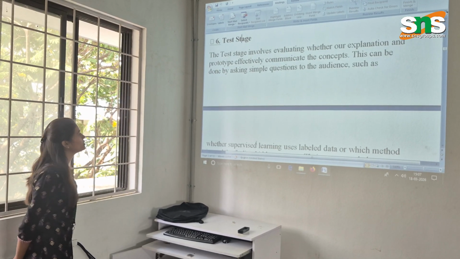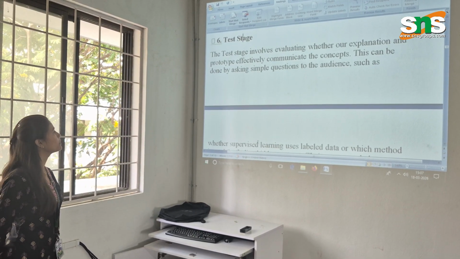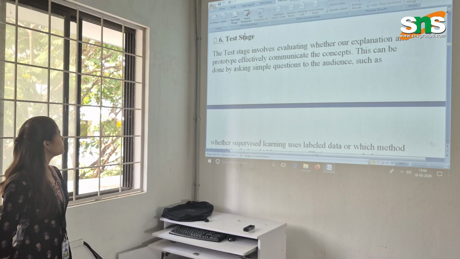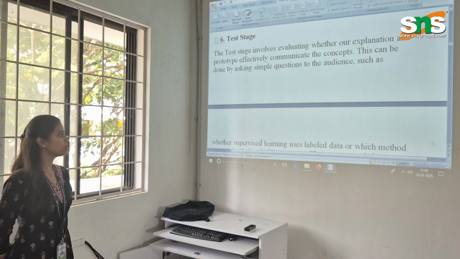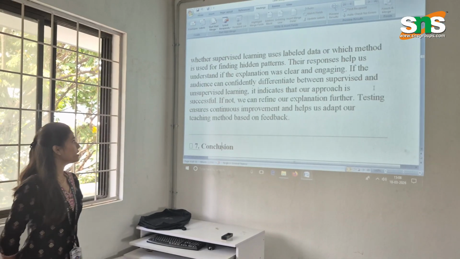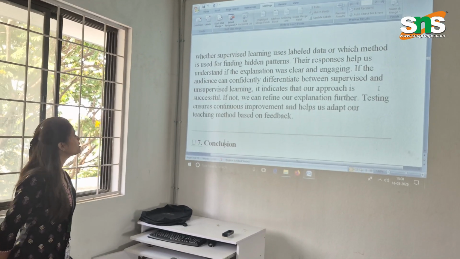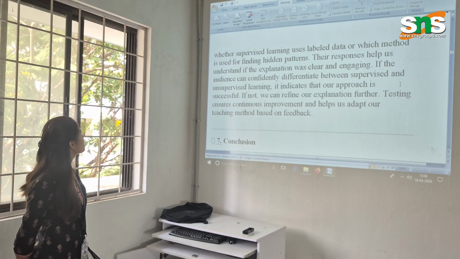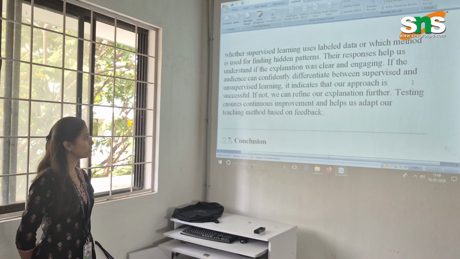The test stage involves evaluating whether our explanation and prototype effectively communicate the concepts. This can be done by asking simple questions to the audience, such as whether supervised learning uses labeled data or which method is used for finding hidden patterns. The response helps us understand if the explanation was clear and engaging.